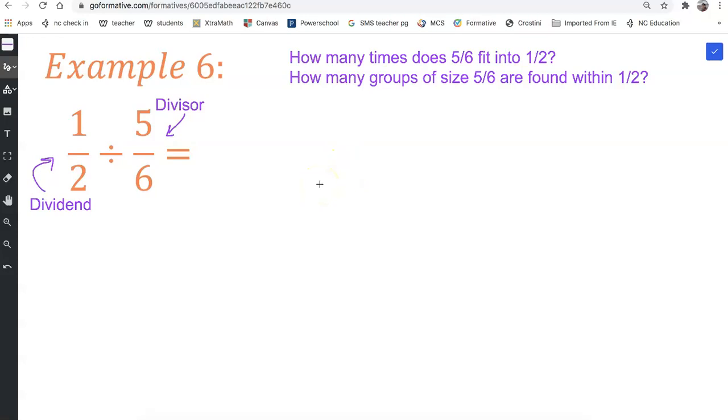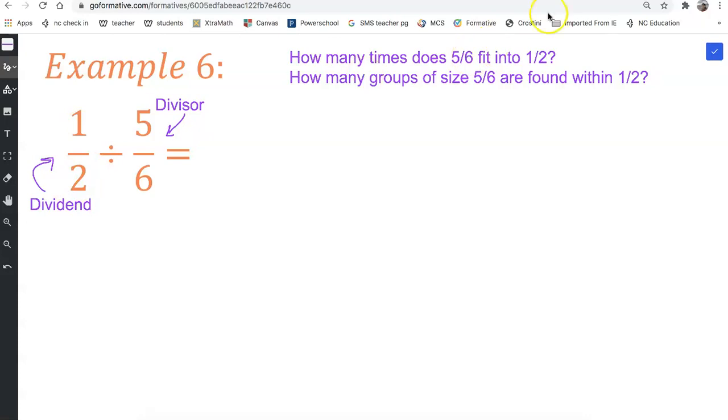Example 6, we are continuing to work on modeling fraction division. The problem states 1/2 divided by 5/6. We are asking ourselves, how many times does 5/6 fit into 1/2? Or you could say, how many groups of size 5/6 are found within 1/2? Let's go ahead and look at our model.